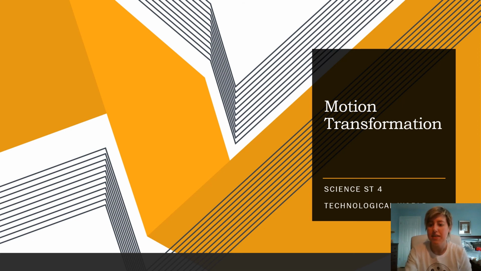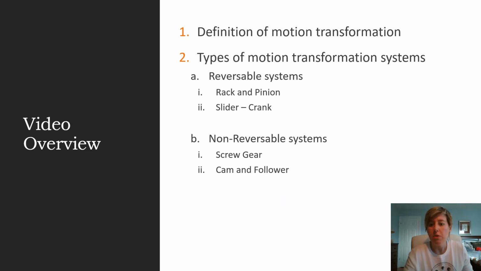Everyone. So in today's video, we're going to be talking about motion transformation systems. The video is actually going to be split up into two parts. The first part, we are going to be defining what a motion transformation system is. And then in the second part, we're going to be going through the 4 types of motion transformation systems. And we're going to break this up into which systems are reversible and which systems are not reversible.